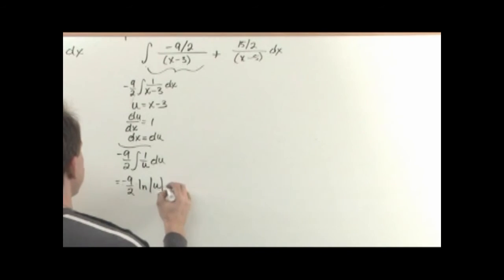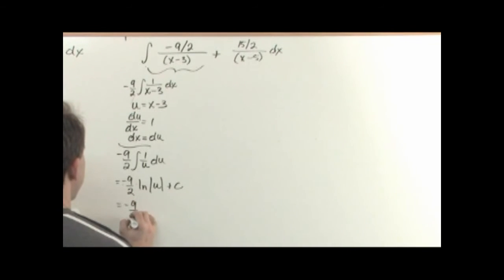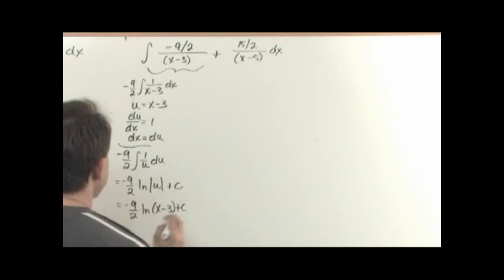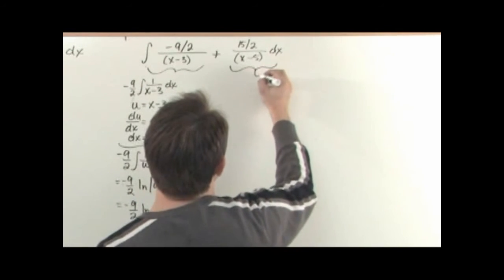Okay? Now when we do this, this is going to be negative 9 halves times the natural log of u, obviously plus a constant. And u was given up here as x minus 3. So it's going to be negative 9 halves natural log of x minus 3 plus c. Negative 9 halves natural log of x minus 3 plus c. So that's this one, and then let's work on this one over here.